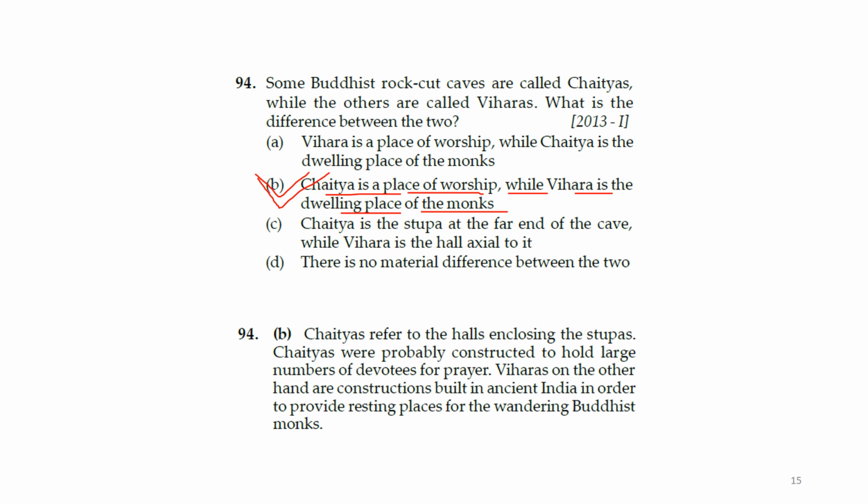Okay, so Chaityas refer to the halls including the stupas. Chaitya was probably constructed to hold large numbers of devotees for prayer. Viharas, on the other hand, are constructions built in ancient India in order to provide a resting place, that I was telling, for the wandering Buddhist monks.